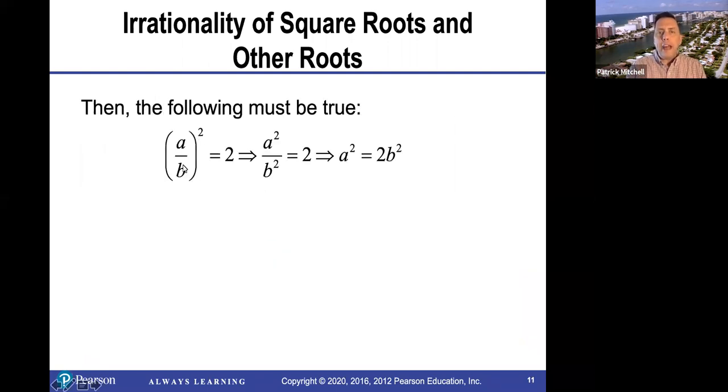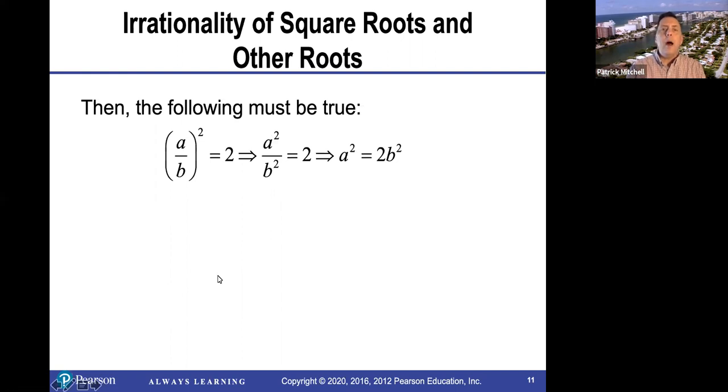The square of a over b is a squared over b squared. That's one of our exponent properties from back in, gosh, when was that? Chapter 2 or something. A squared over b squared would have to equal 2. And now multiplying both sides of this equation by b squared, I would get a squared equals 2b squared.